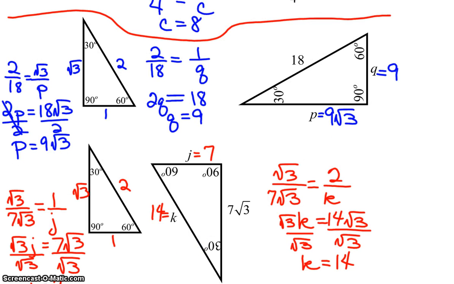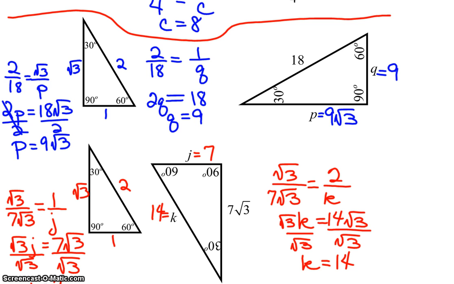On the first problem, I matched 2 with 18 because they were the hypotenuses. And so the square root of 3 matched with p. Set up my proportion. You can divide constants with constants, and you can divide radicals with radicals. So I was able to divide the 2 into the 18 and get 9 square roots of 3.